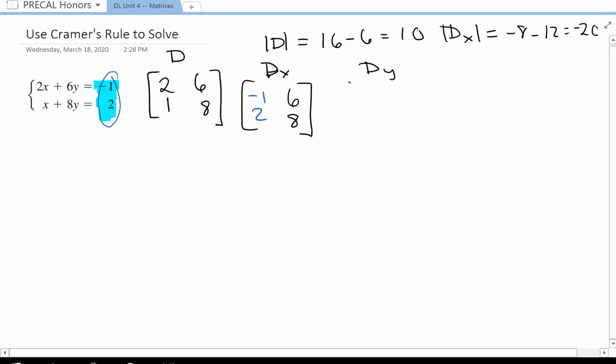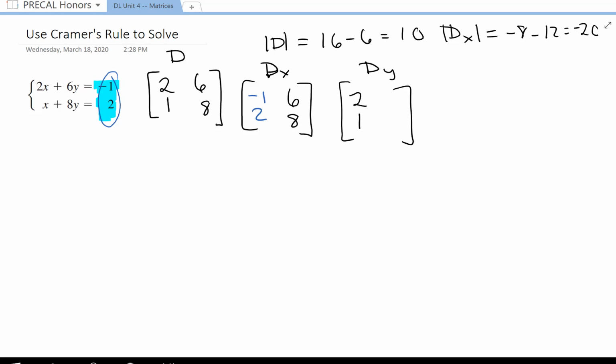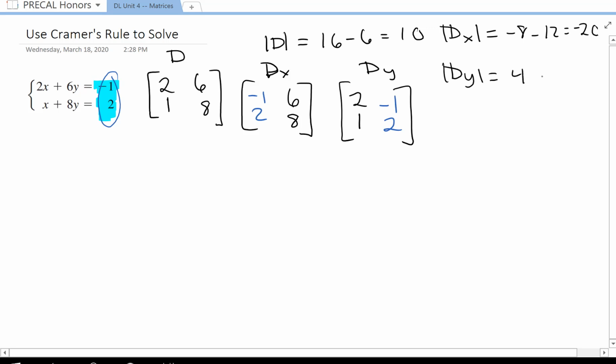D sub y is the matrix that contains the coefficients of the x values, but instead of the coefficients of the y's, has the constants. Go ahead and find the determinant of that matrix, which is 5.